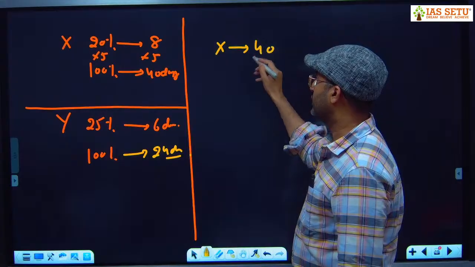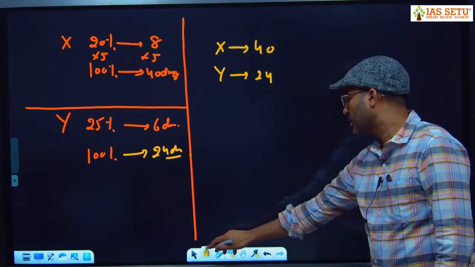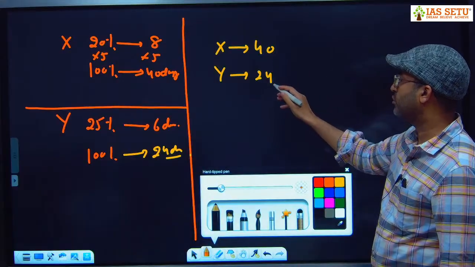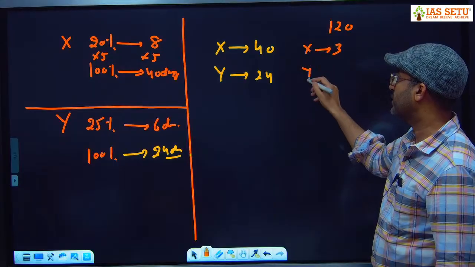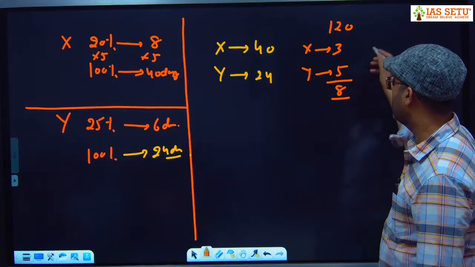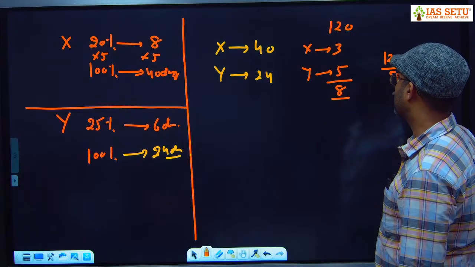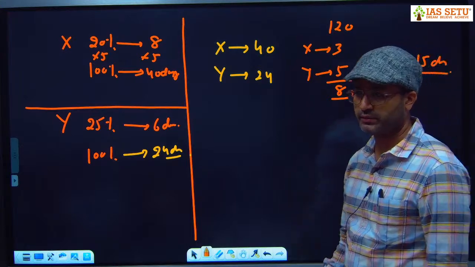X takes 40 days, Y takes 24 days. We take LCM. What is the LCM of 40 and 24? 120. X can make 3 chairs per day, Y can make 5 chairs per day. Together they can make 8 chairs. So 120 chairs with the capacity of 8 chairs, they can complete the work in 15 days together.